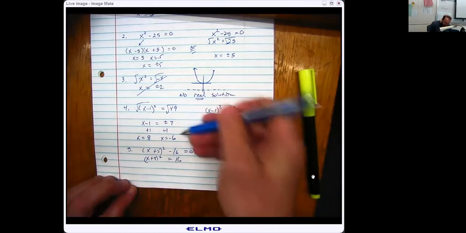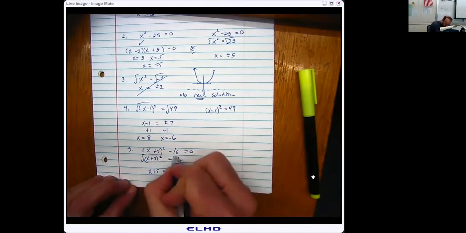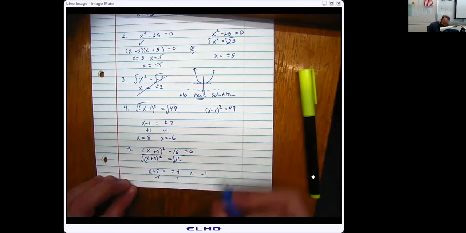Now it turns into this problem where we take x plus 5 equals plus or minus 4, because we took the square root of both sides, move that 5 across, and we're looking at positive 4. Take away 5 would be negative 1, and negative 4 take away 5, which is negative 9.